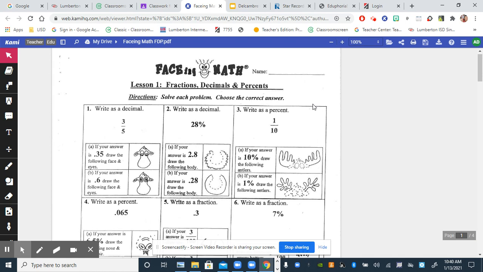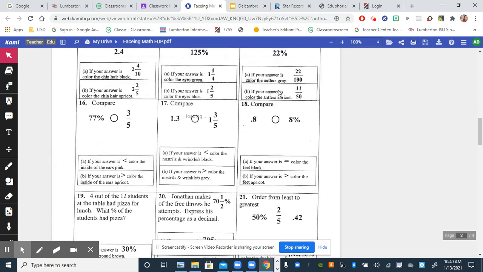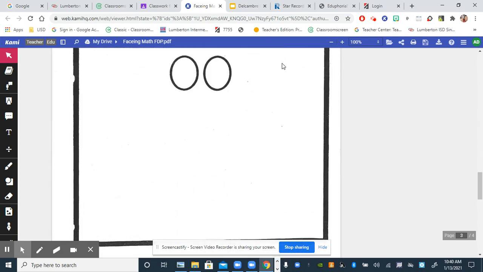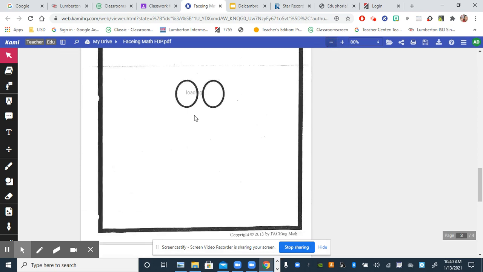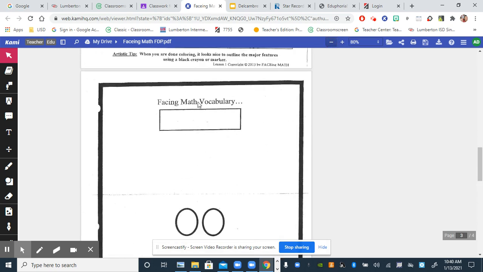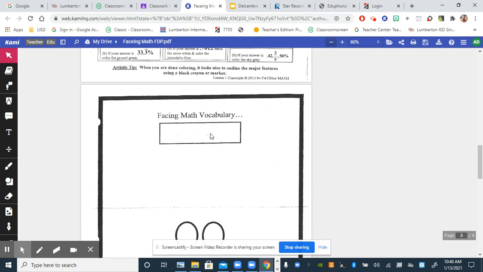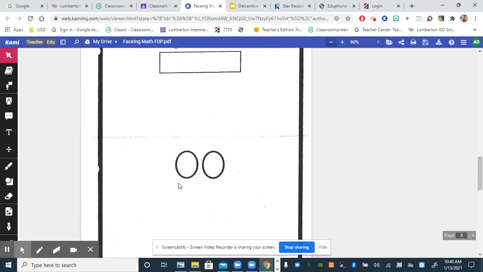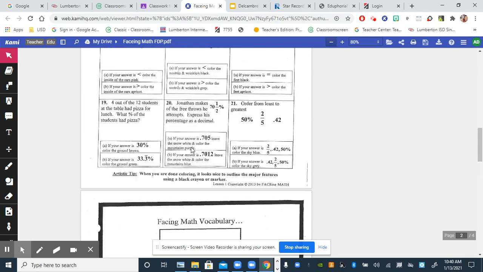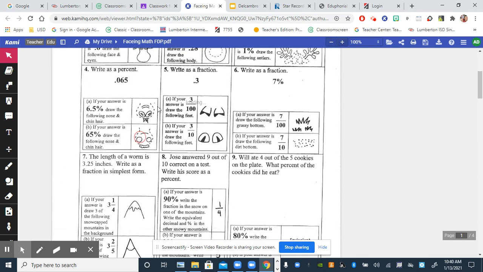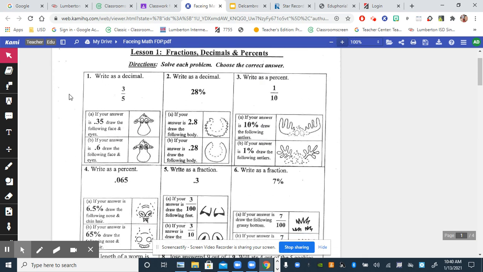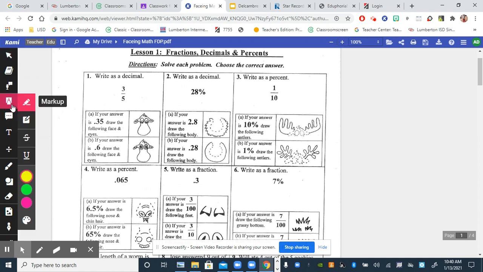One of the easiest ways to do facing math that I see is to answer the sheet first and then draw. Again, you can print this sheet out or use a piece of paper, but make sure it's in proportion, where the eyeballs are in the middle and you have a box up at the top. That's what I like to do. It's easier for me to do it that way. I'm going to zoom in and answer the first question. I'm going to grab my highlighter.